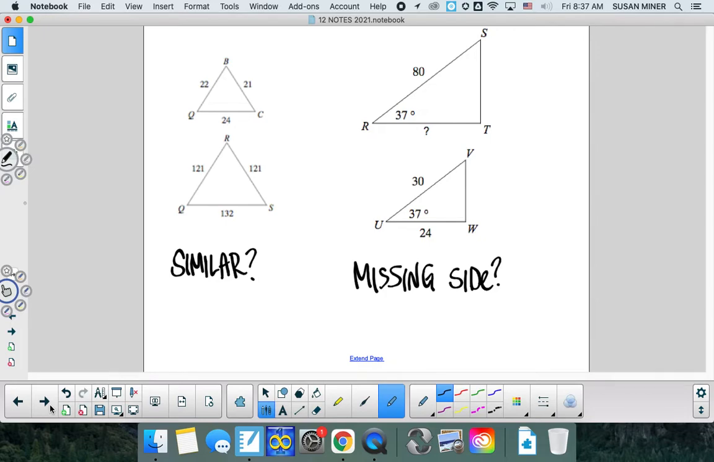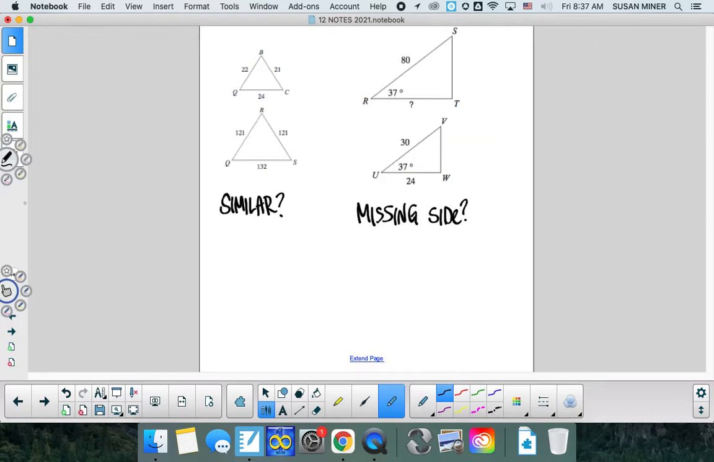All right, so there's a couple of different things here that we could ask as far as finding missing sides or figuring out if a shape is similar. Remember, let's start with just figuring out, are these two shapes similar or not? That's the question here. So on the left-hand side, the left-hand side is asking me, hey, are these two shapes similar?